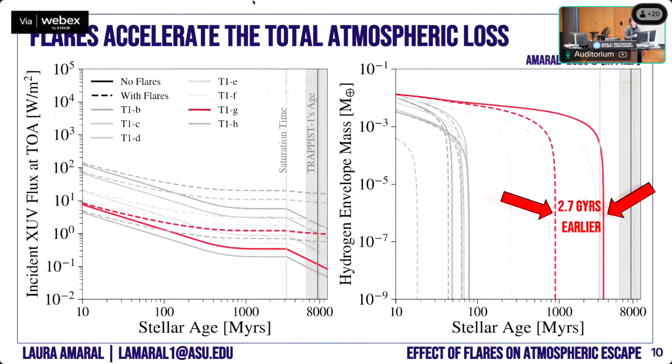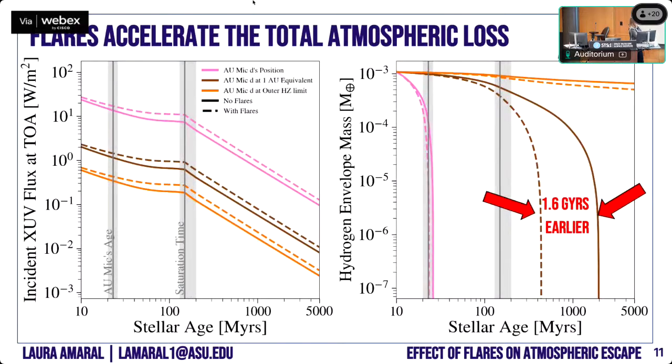If we move to early-type M dwarfs, in this case we have AUMIC here, and I took AUMIC-D as an example. AUMIC-D is an Earth-sized planet. So what I did is I put AUMIC-D in different positions from the star. In pink, we have AUMIC-D in the current position, which is very close to the star. Then the brown one is when it's at one astronomical unit equivalent, like the Earth from the Sun, which means it is in the habitable zone. And AUMIC-D here, in orange, is when it's at the outer habitable zone limit edge.